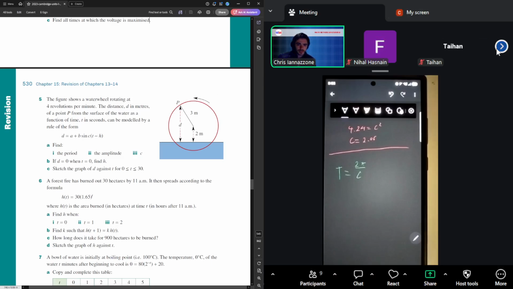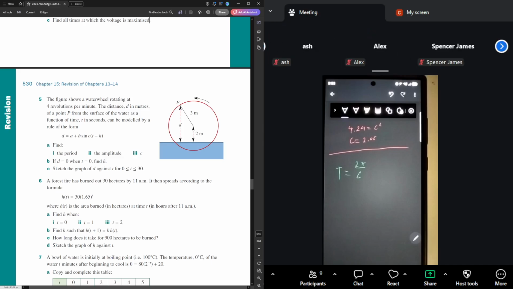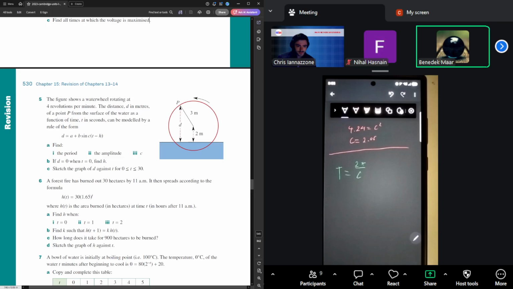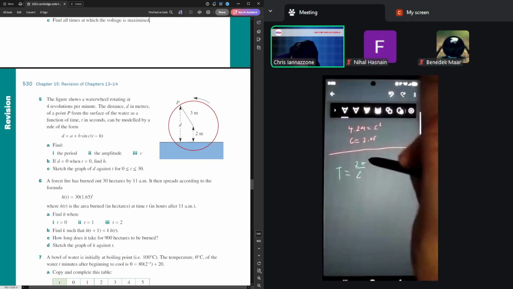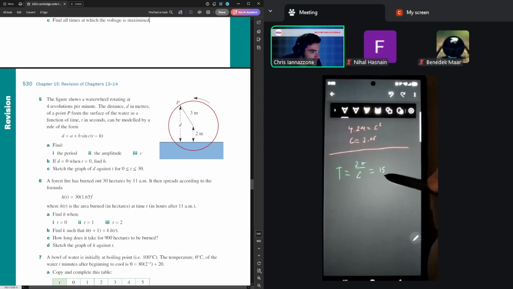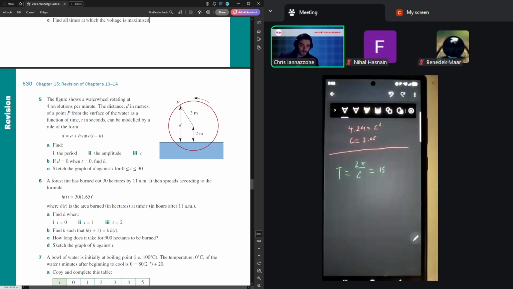Could you repeat that, sorry? Since it says 4 revolutions per minute, every single revolution is 15 seconds. Yes, every revolution will be 15 seconds, and a revolution is a period. So this will be equivalent to 15. T is in terms of seconds, so yes, we're going to use seconds here. And so the answer to part I, to be clear, is going to be 15.